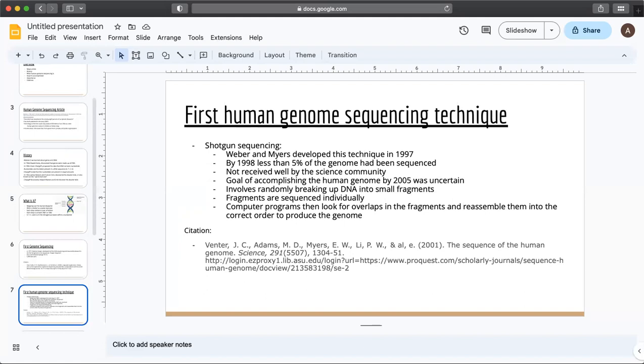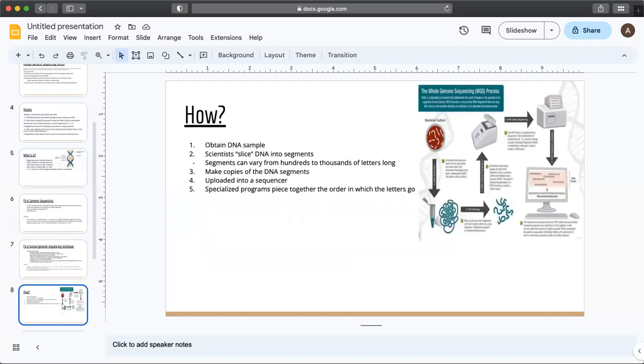It involves randomly breaking up DNA into small fragments. Then those fragments are sequenced individually. A computer program then looks for overlaps in the fragments and reassembles them into the correct order to produce the genome. And it's kind of similar to how we do this today. So we obtain a DNA sample. Over there on the right, you can see a picture of a blood culture, and we're just going to follow the steps through. So you obtain a blood culture.